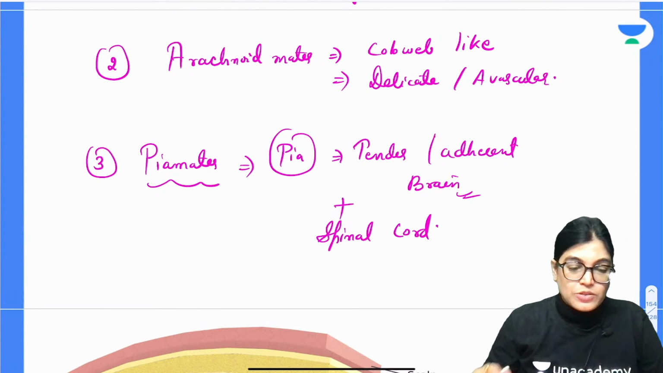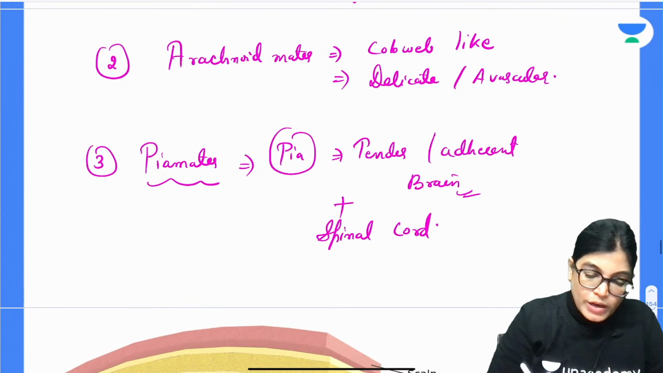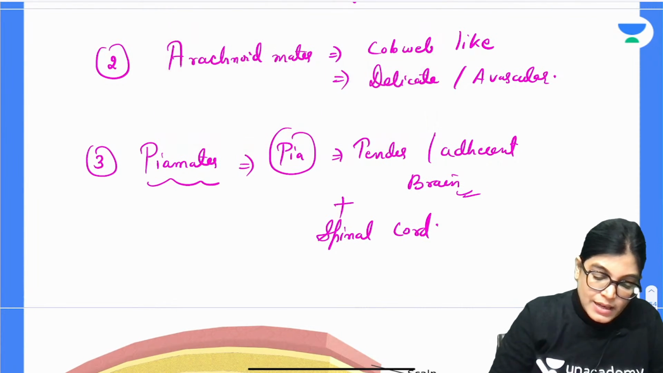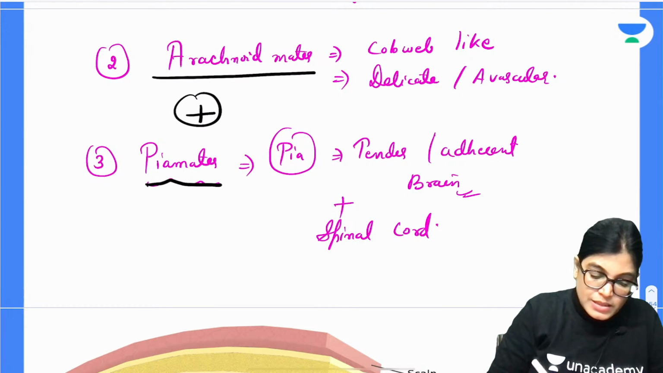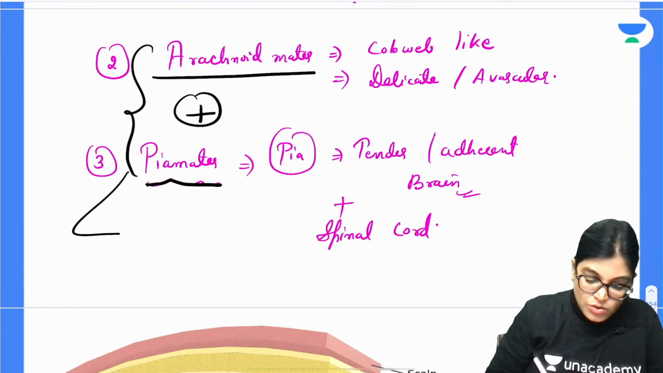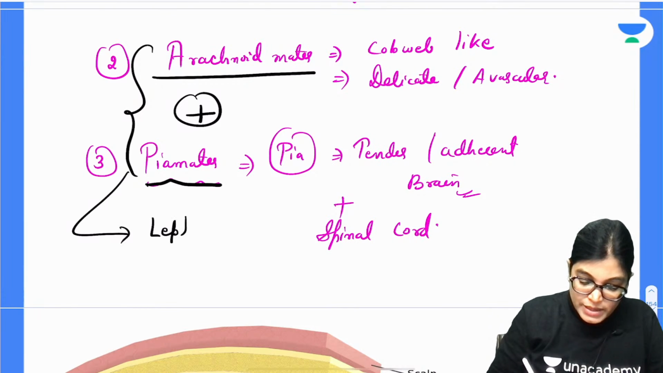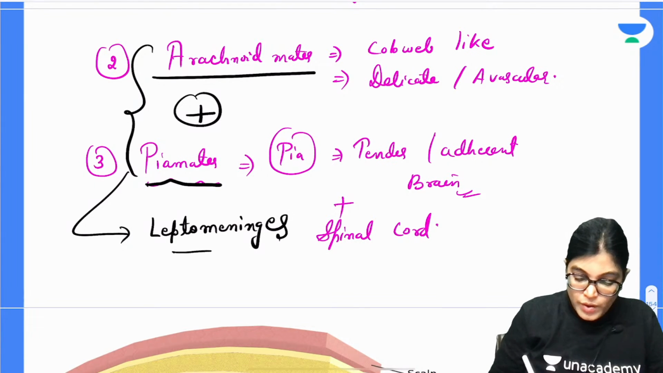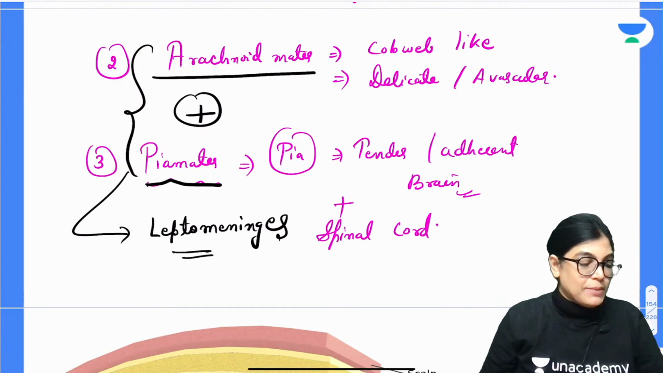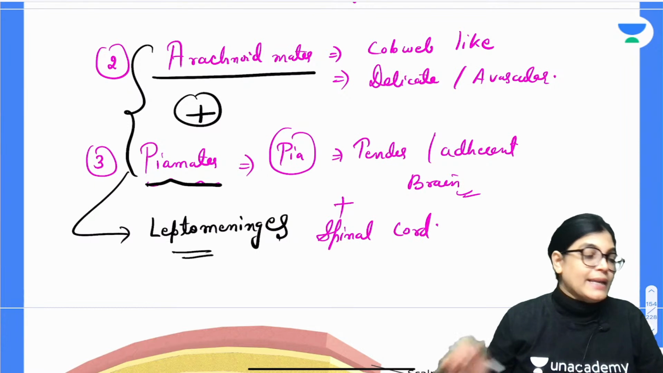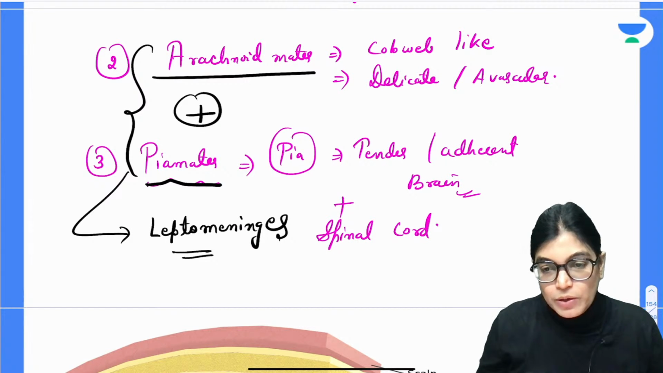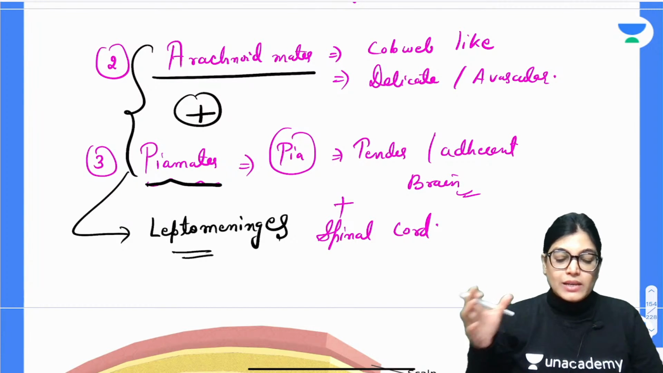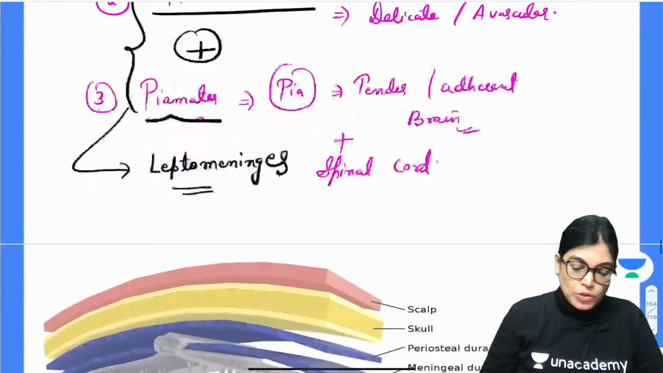Okay, now I would like to show you a diagram. One more important thing is that the arachnoid mater and pia mater, when taken together, are called the leptomeninges. Any doubt, my dear aspirants, please let me know. Together, the arachnoid mater and pia mater are called the leptomeninges.